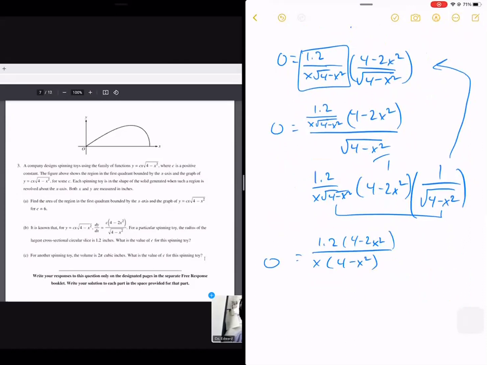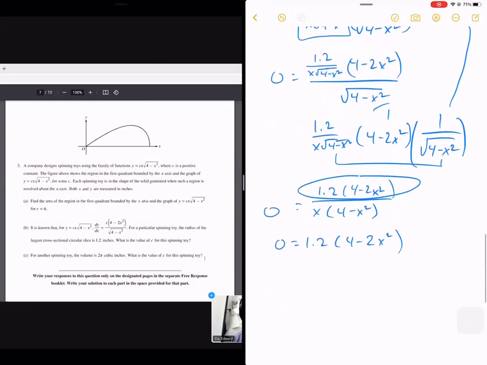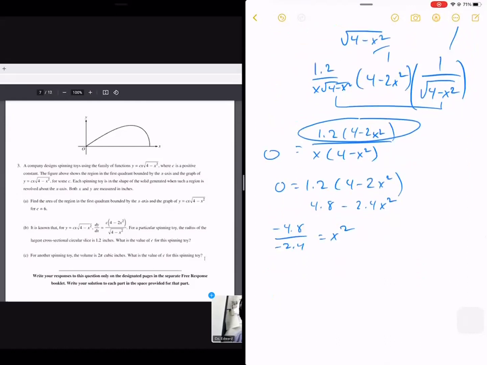Let's see. When does this equal to 0? We just really worry about the top, I think. So it's 0 is equal to 1.2 times 4 minus 2x squared. When does the top go to 0? I want to multiply that out. 4.8 minus 2.4x squared. Moving stuff over, that's going to be negative 4.8 divided by negative 2.4 is equal to x squared. This goes into 2 times. So x squared is 2, x equals plus and minus square root of 2. In this case, we can only be positive square root of 2.